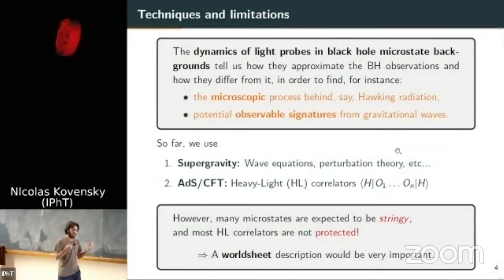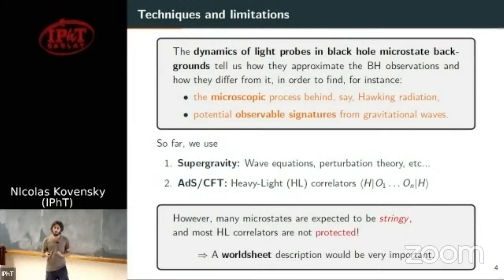And the second one is that most of the heavy-light correlators will be non-protected quantities, meaning that we cannot use the simplest model that we have for the holographic CFT, which is the symmetric product orbifold theory that Sean and David were talking about. For many quantities, that would give a different answer from what you get in the actual microstate geometry or state at the point in moduli space where this background is defined. So having a worldsheet description for this, it's very important to try to address these two issues.